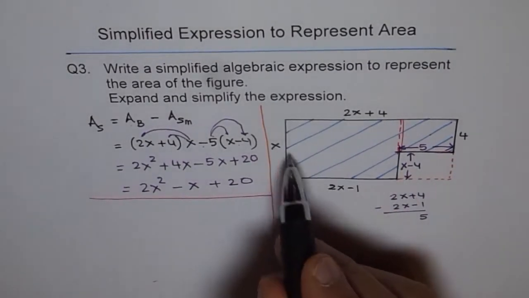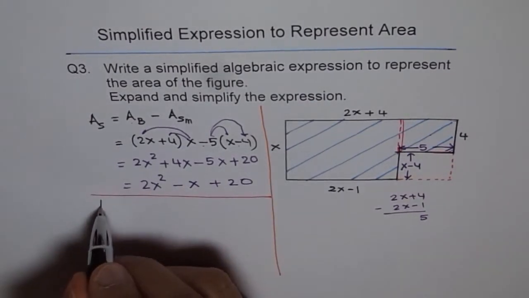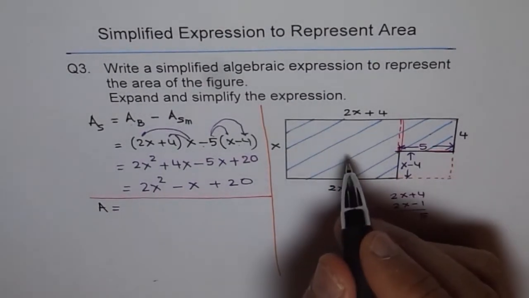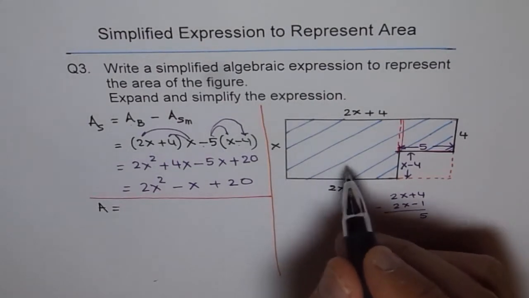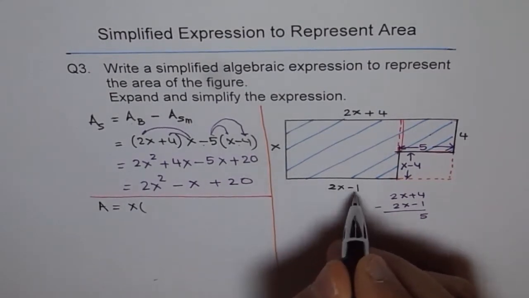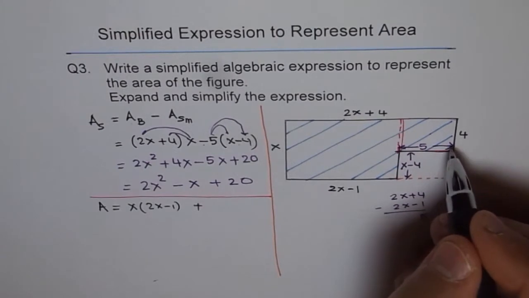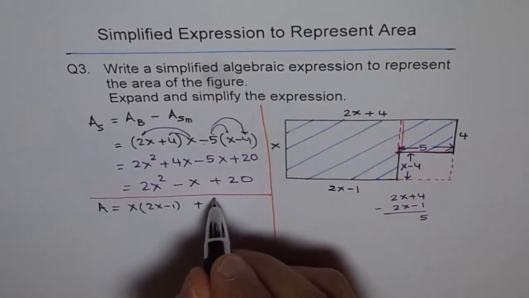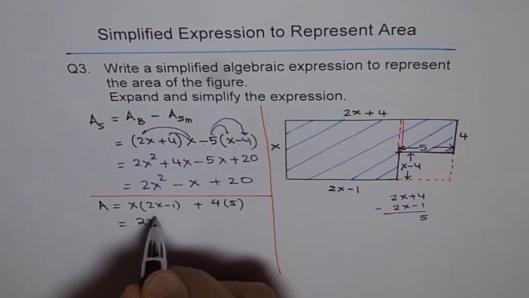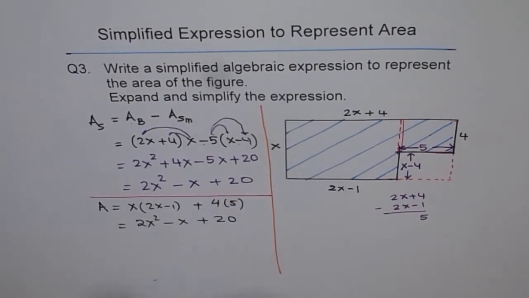Here this area is 2x minus 1 times x. So we have area equals the area of the big rectangle plus the small rectangle. This one is x times (2x minus 1), plus the small one, 4 times 5. If you expand this, you get 2x squared minus x plus 20. Do you see that? So you get the same area.